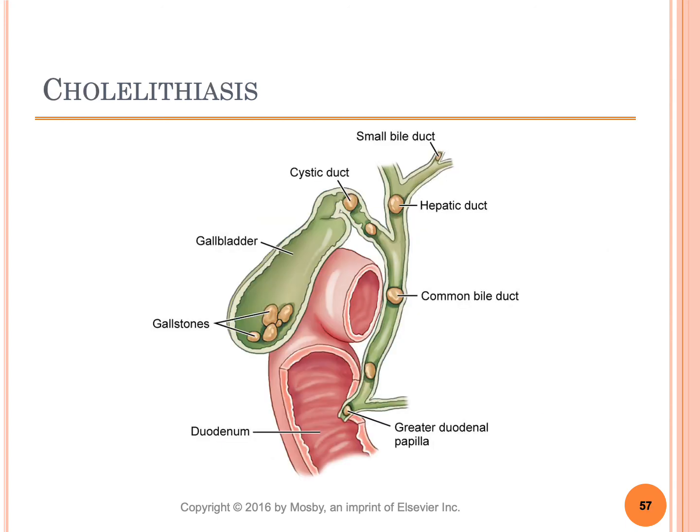Here we see cholelithiasis, so that big green thing that looks like it has some peanuts in it, that's the gallbladder, and those are some stones. You can see how sometimes the stones can get lodged in those ducts that are responsible for carrying bile to the duodenum from the gallbladder or from the liver. And if that happens, that's a bad thing. So we have to remove those stones from blocking that pathway, but we can live without our gallbladder as well.